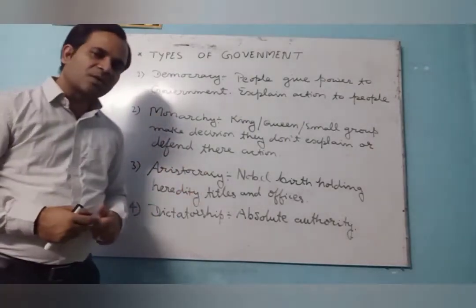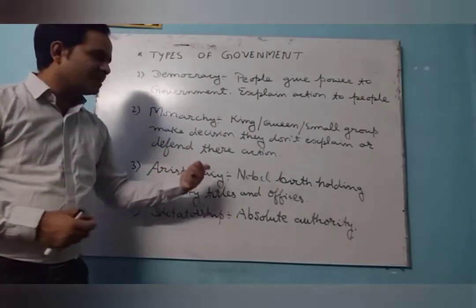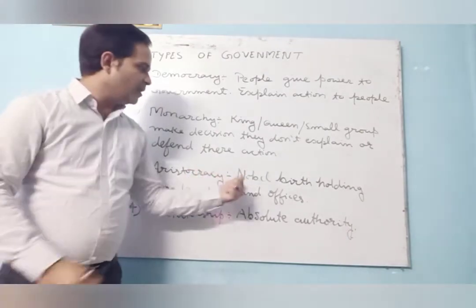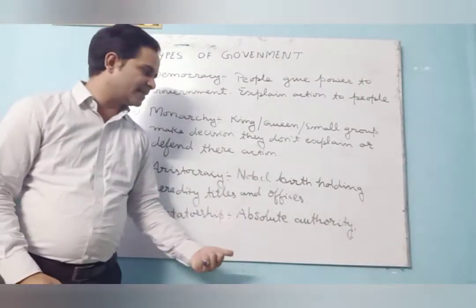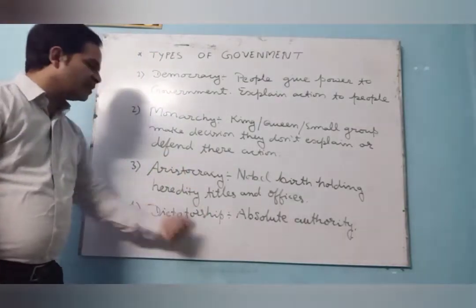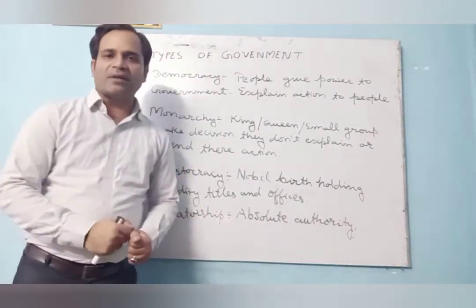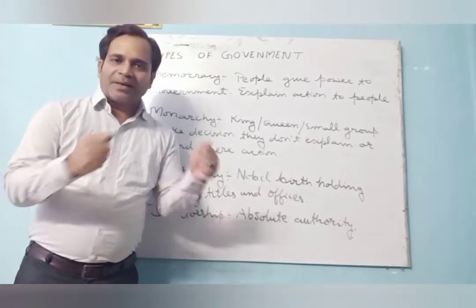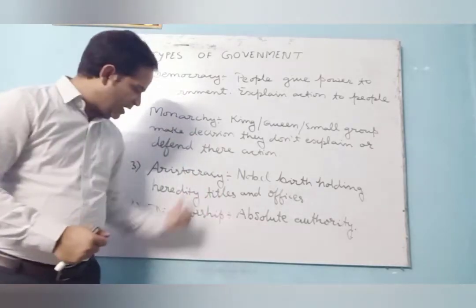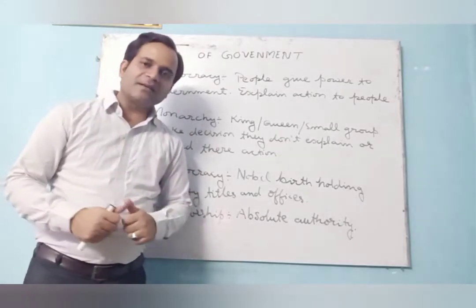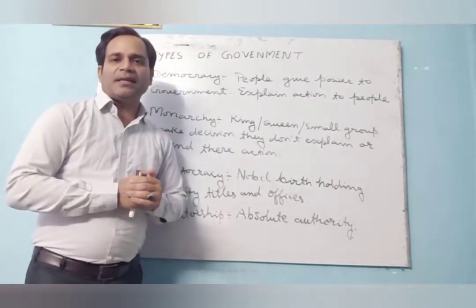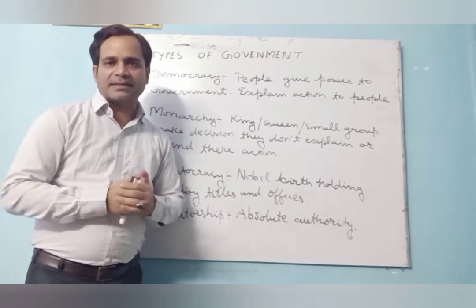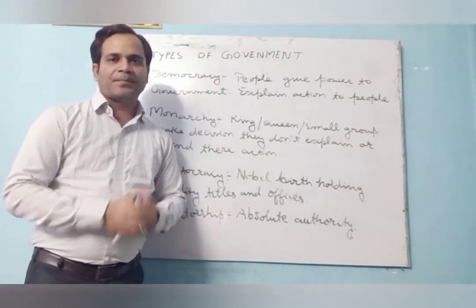The third one is aristocracy. In an aristocracy, what? The rights are totally given by noble birth, heredity, titles and offices. And the last one is dictatorship, which is absolute power. No one interferes with the power in a dictatorship, just like Hitler and Mussolini. What we see is that the absolute power is with Hitler or Mussolini.